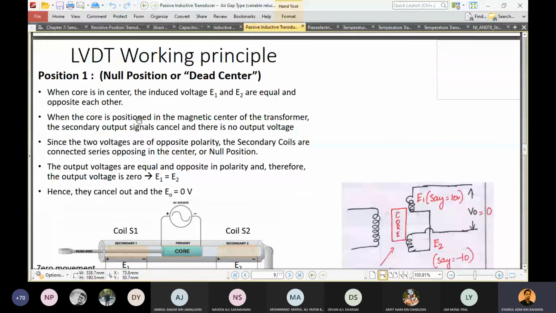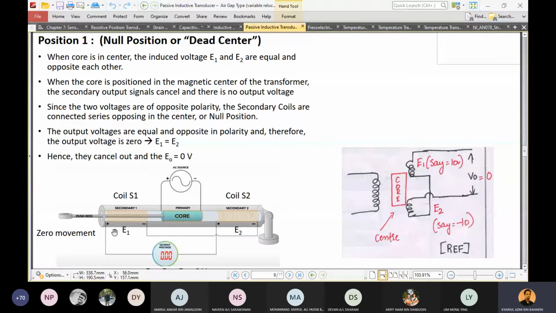Okay, at position 1, when the core is at the center, E1 and E2, the voltage for E1 and the voltage for E2 is going to be the same. So the output voltage is going to be 0.